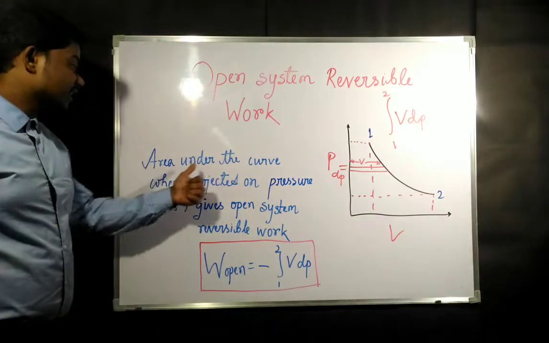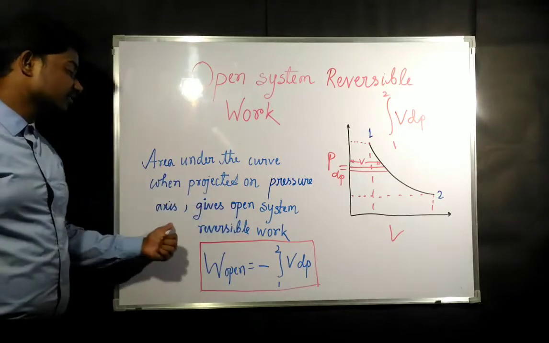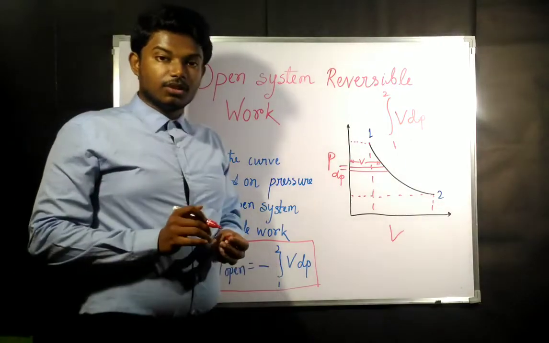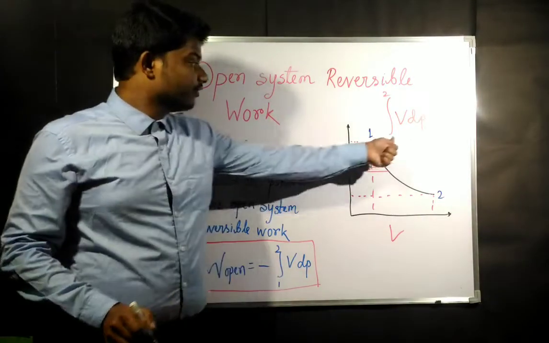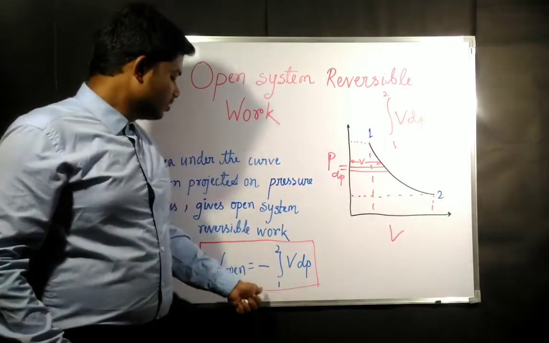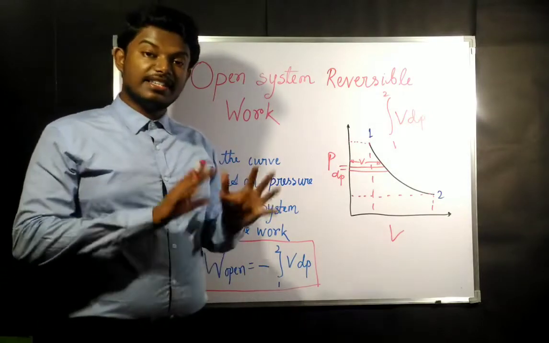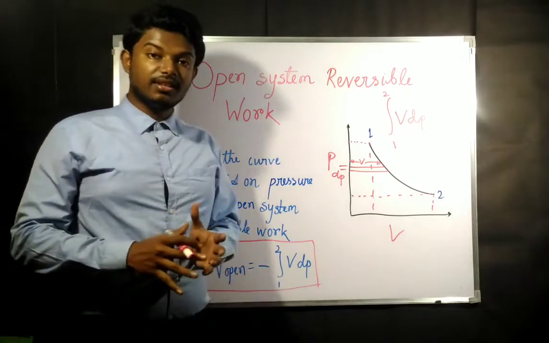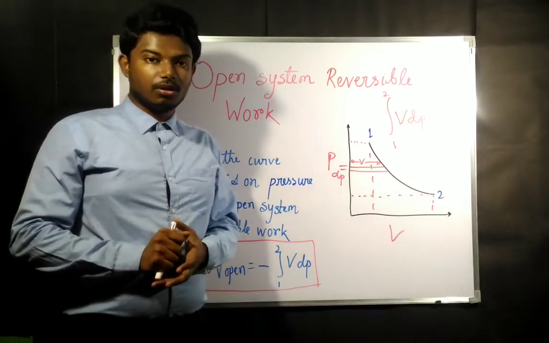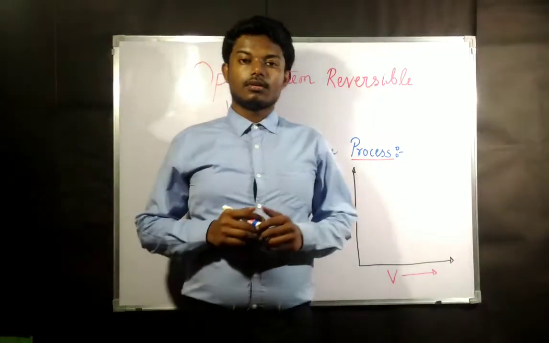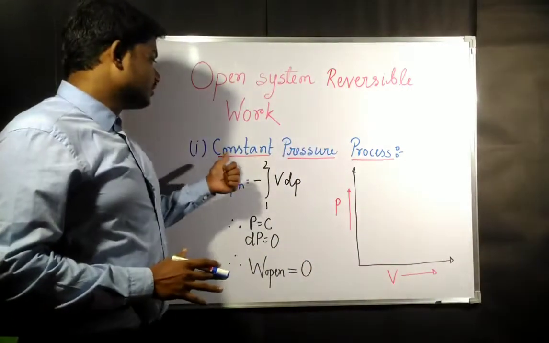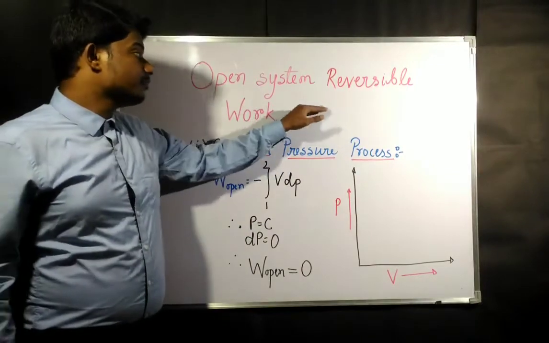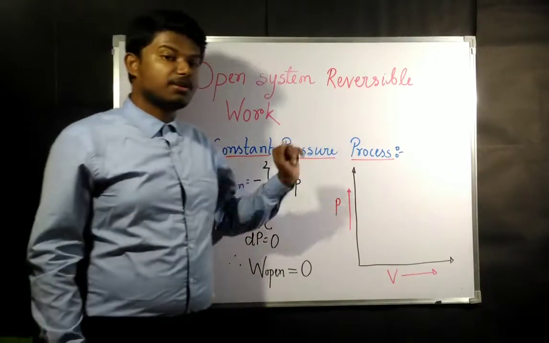That is, the area under the curve projected on the pressure axis gives the open system reversible work, and it is the negative integration. Negative integration of VdP from 1 to 2 is the open system work in general condition. Now based on this, we are going to discuss various processes. The first case under open system reversible work is the constant pressure process.